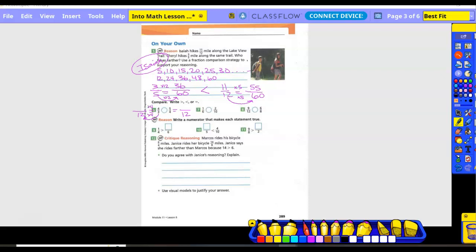So 4 times 4 is? And then, how did I get from 4 to 12? Times 3. What I do on the bottom, I do on the top. So 5 times 3 is? So 16/12 is greater than 15/12, or 4/3 is greater than 5/4.